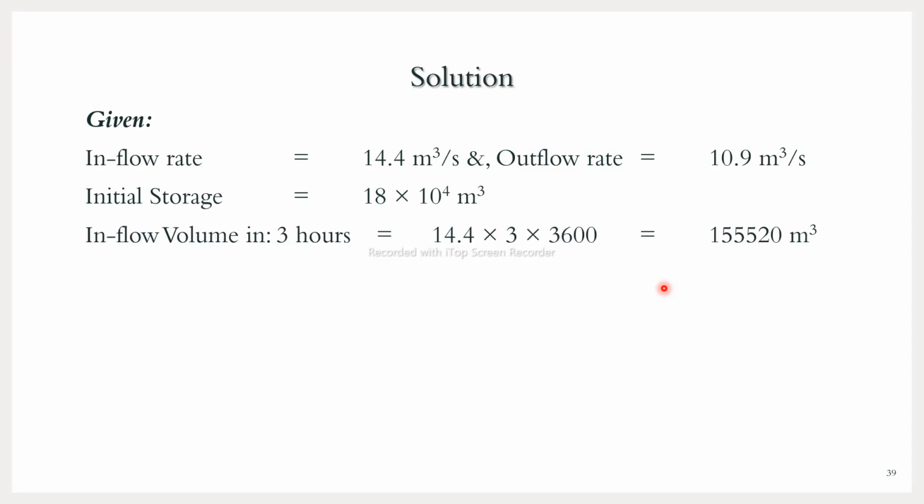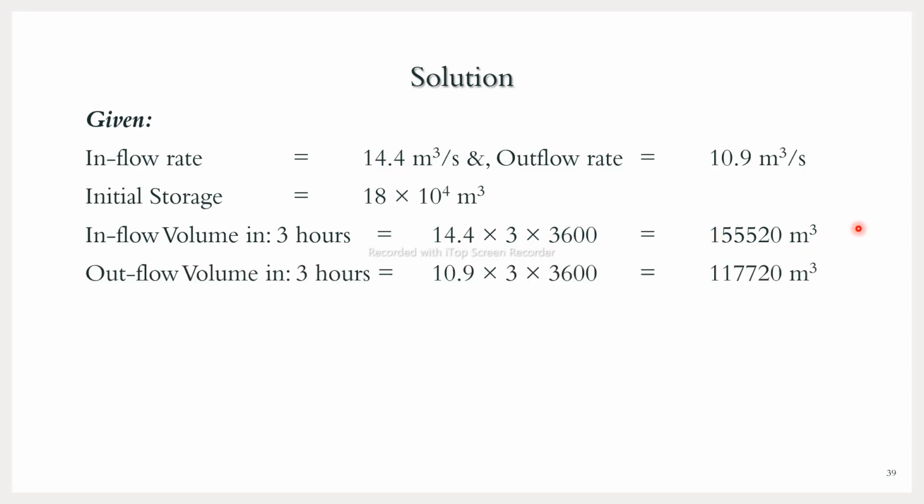The inflow volume in 3 hours, that is, within 3 hours how much total water is coming inside, is 3600 seconds per hour into 3 hours into 14.4 meter cube per second, and this amount is coming inside within 3 hours. Similarly, the outflow volume in 3 hours is the outflow rate 10.9 into 3 hours into 3600 seconds per hour, which is this much meter cube.